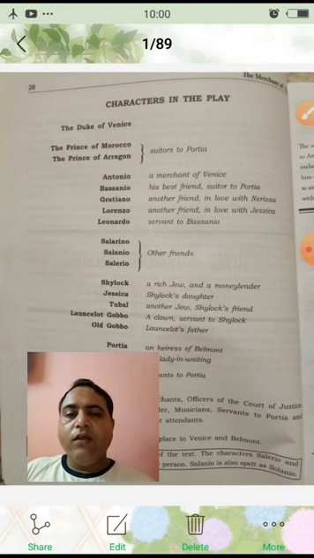And Shylock is the villain of this play and he is a rich Jew and a moneylender. Then Jessica is Shylock's daughter. Tubal is another Jew, Shylock's friend. Lancelot Gobbo is a clown, servant to Shylock. And old Gobbo is Lancelot's father.